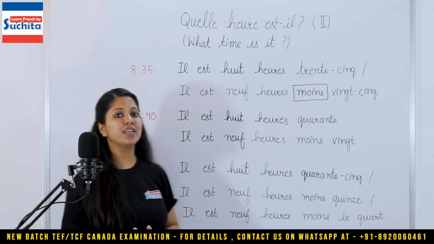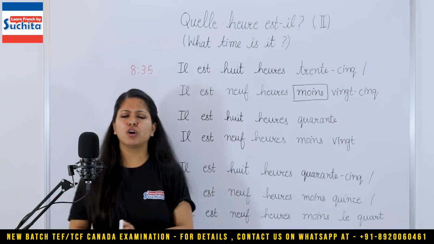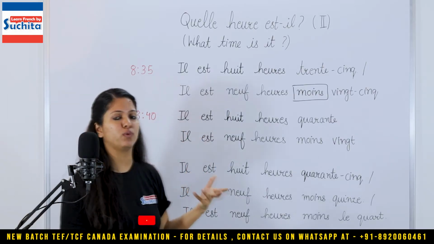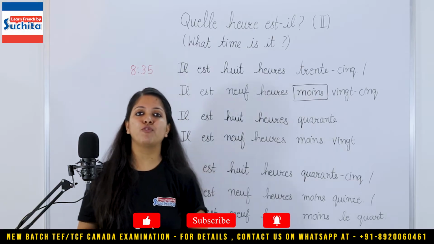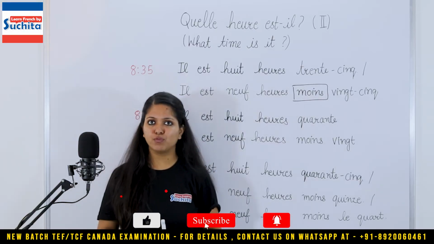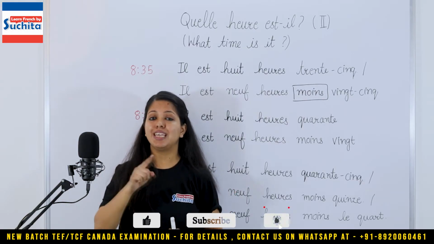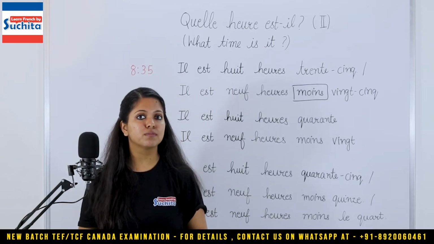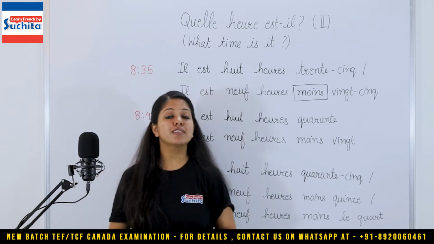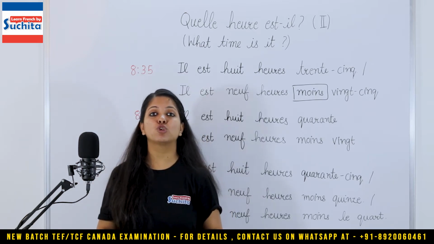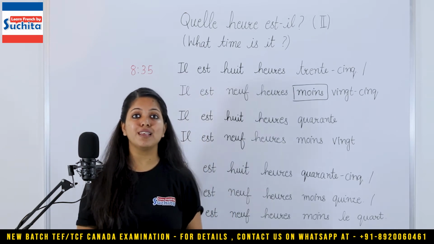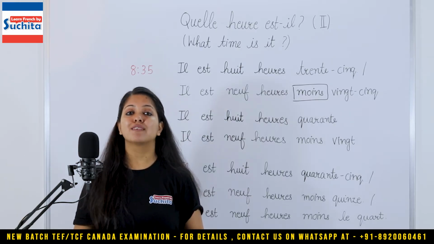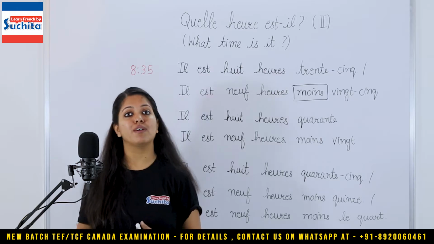On continue avec 8:40. Even before continuing with 8:40, I would give you one more example so you understand in a better way. Let's say you want to say it is 5:35. Il est 5h35. It is 5:35, but you can also say it is 25 minutes to 6. So you say il est 6h moins 25. Il est 6h moins 25.